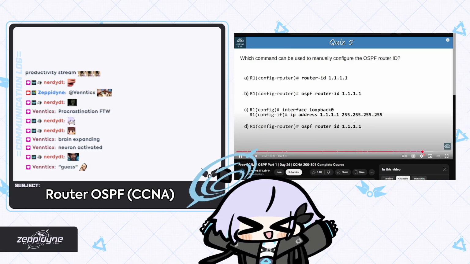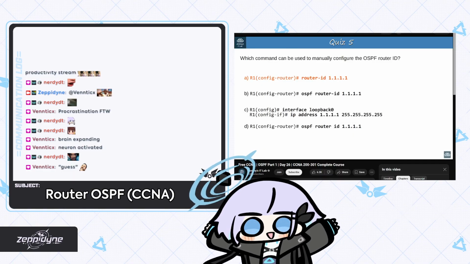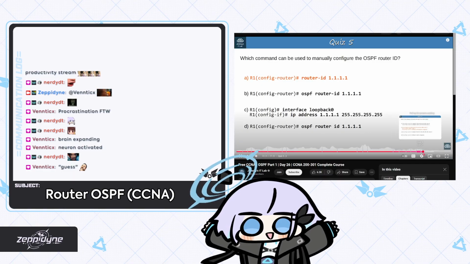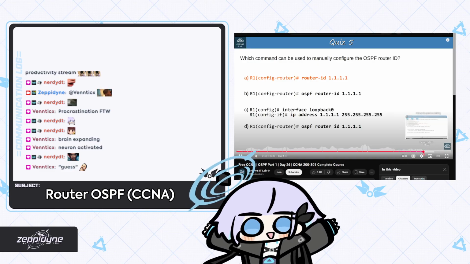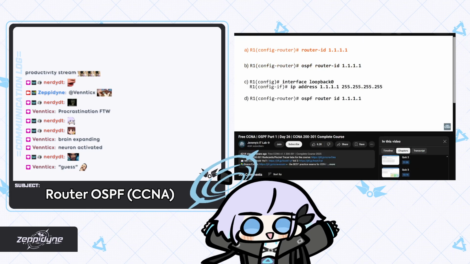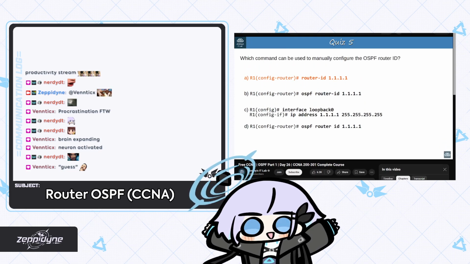This one's just command memorization. The correct answer is A. Router ID 1.1.1.1, entered in OSPF configuration mode. The command to manually configure the EIGRP router ID is eigrp router-id, but for OSPF, it's just router-id.